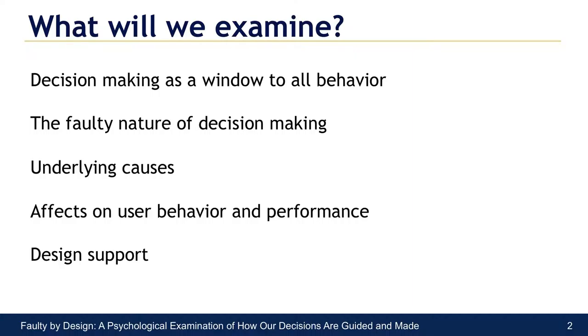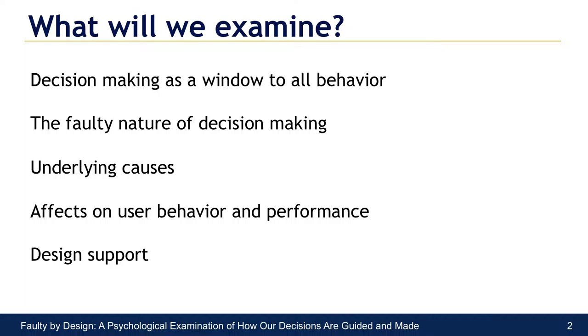So what we're going to examine this morning is decision making as a window into all human behavior. That's why I love studying in this particular area, because the individual variables and elements that we're looking at here today will affect a lot of human-computer interactions, so it's much bigger than just decision making itself. The most important thing to take away from this is that you can predict that human decision making is going to be rather faulty. So we should design to support for that.